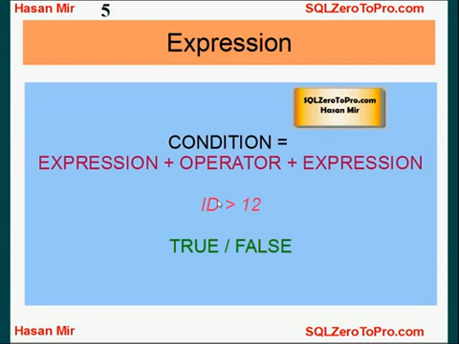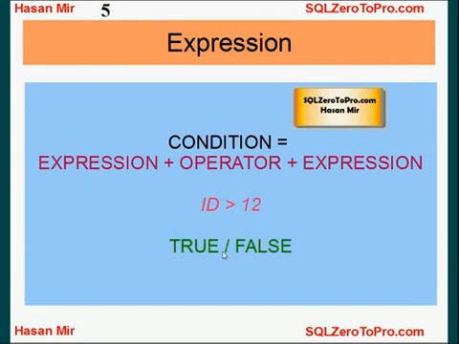Whenever you write a condition that consists of expressions and an operator, this condition is applied against each record in the table. For each record, the result will be either true or false. Only those rows or records for which the result was true will be displayed in the final result. Let me show you what I'm talking about.